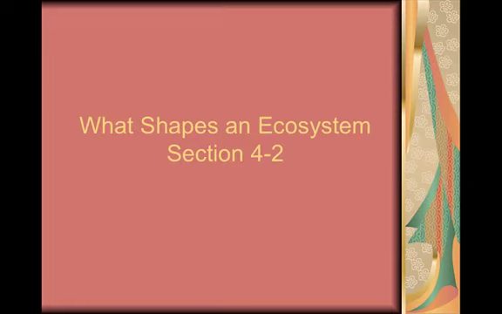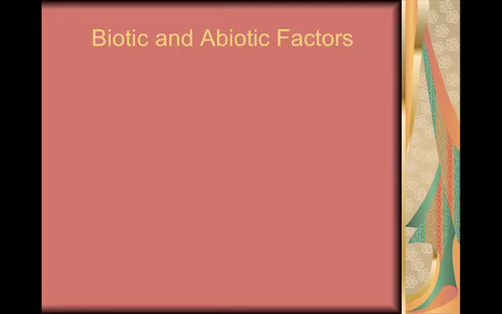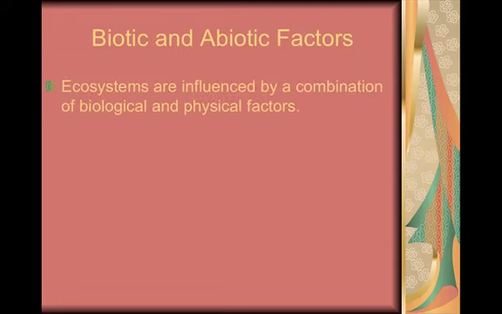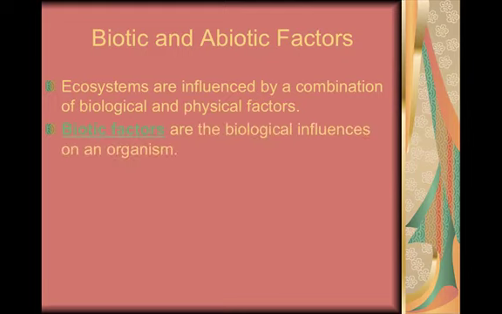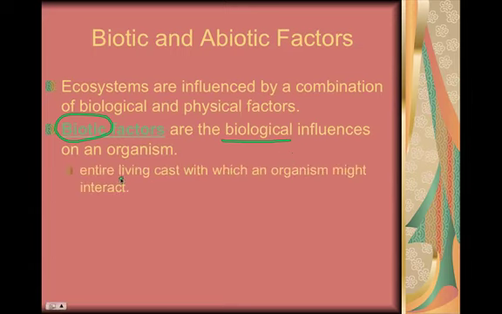So, biotic and abiotic factors. You know that biotic, or bio, means living, so we're going to talk about the difference between these two factors. The first one should be easy for you to define. Ecosystems are influenced by a combination of biological and physical factors. So, biotic is the biological influence, which means the entire living cast an organism might interact with.